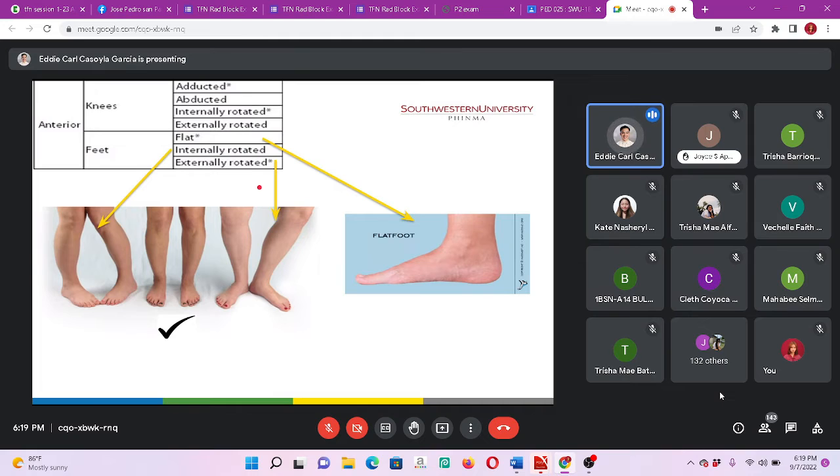And for externally rotated, the feet are turned out. And this one, try to check if your foot, one foot, is flat. So there is no space in between the toes and the heel. So this one is flat foot. So if you see that there is space, then it is not flat. Okay?